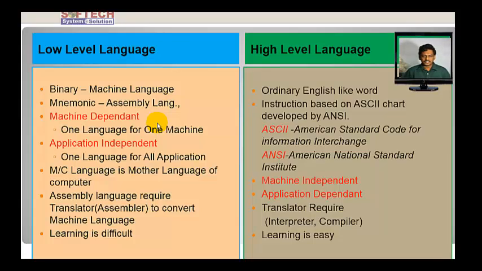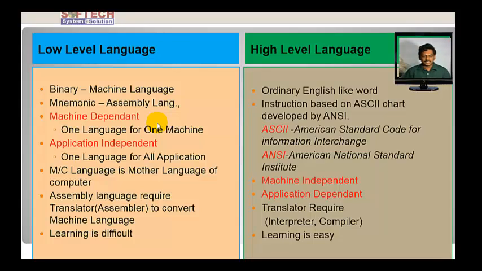Then another point, application independent, is not a demerit, it's a merit, because if we learn one language, we can write all kinds of applications. So this is a merit, but machine dependent is a demerit. So one major demerit of low-level language is that it is machine dependent.